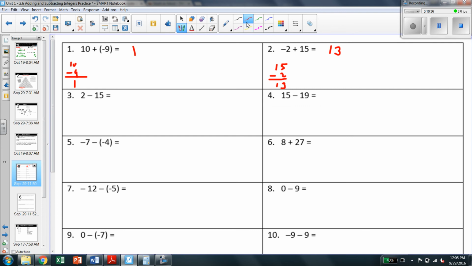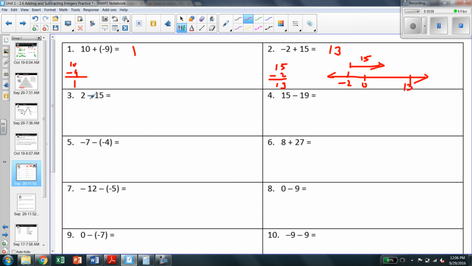Okay? Again, I'm using these shortcuts, but if you were to think about a number line, right? Here's -2, here's 0, and if I went 15 spaces in that direction, where would I wind up? Well, I'd wind up at positive 13.